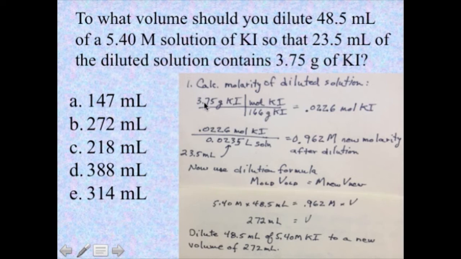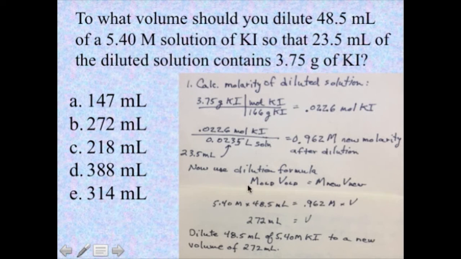If you think about it, 3.75 grams potassium iodide, divide by the molar mass of potassium iodide. Now you have moles of potassium iodide, and divide those moles by the liters of solution, 23.5 milliliters or 0.0235 liters. So that's a molarity of 0.962. That's the new molarity after dilution.